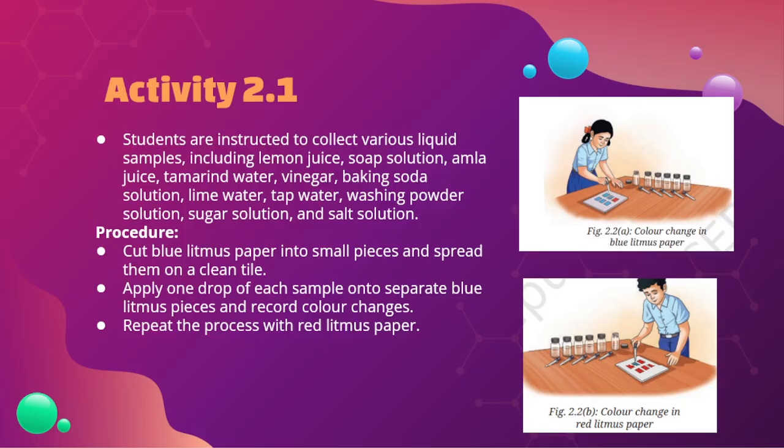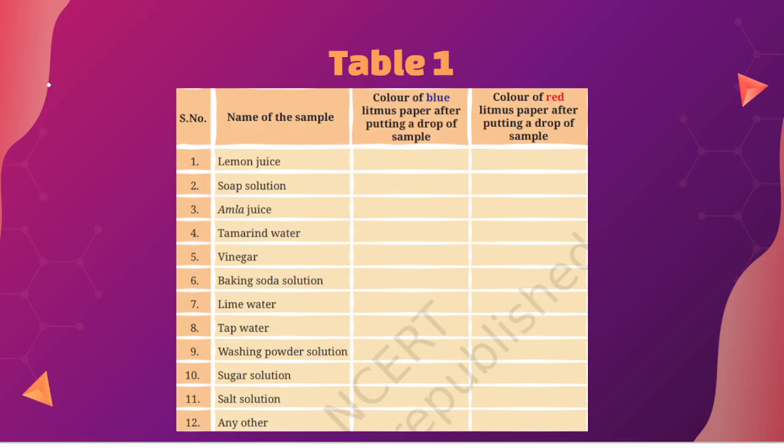Now let's do an activity to reinforce what we have learned. In activity 2.1, we are going to use some solutions which are acidic, basic or neutral in nature, and test them on the litmus paper to see if the color change happens or not. We are taking a lot of solutions over here: lemon juice, soap solution, amla juice, tamarind water, and so on. So let's complete this table now.